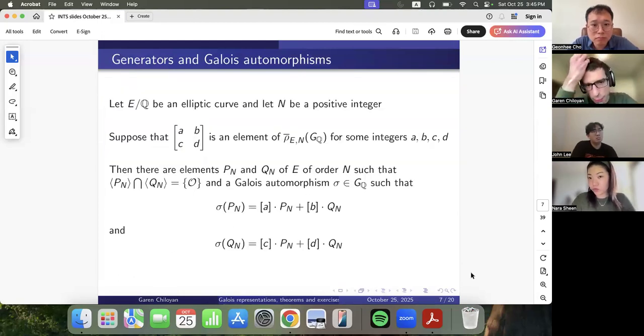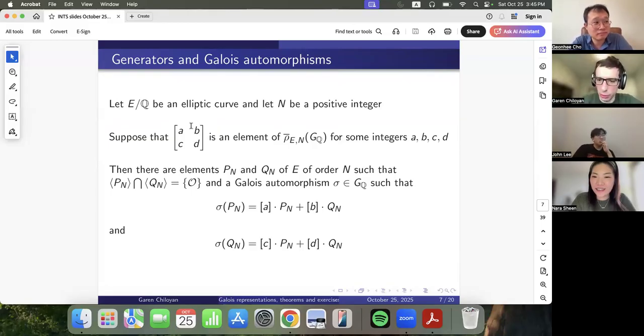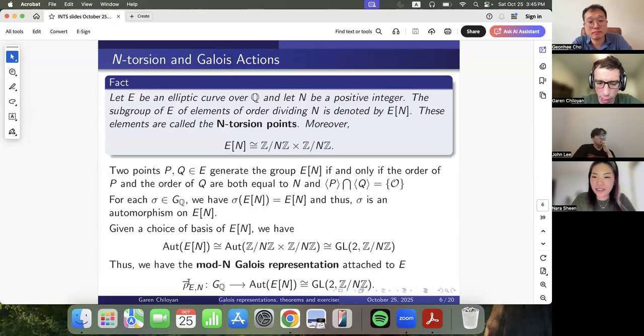Okay, so for example, let's say E is an elliptic curve and n is a positive integer. Suppose this is an element of the image of the mod n Galois representation. So let me go back. This map is very important. We actually care more about the image. We don't really care how the map works.